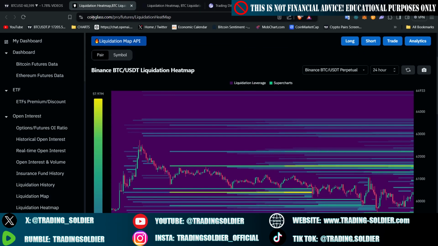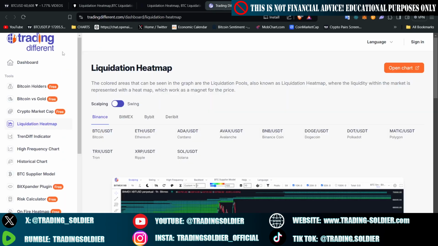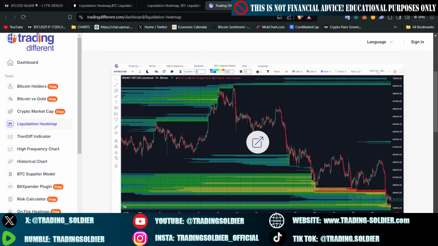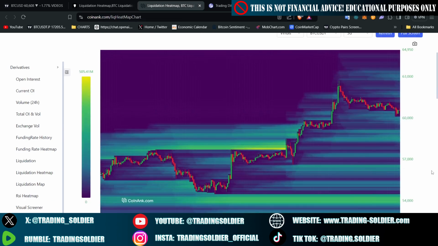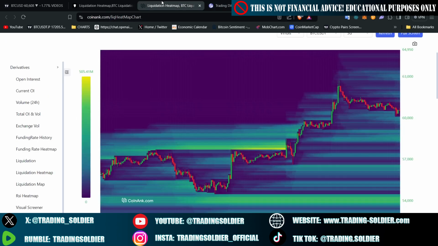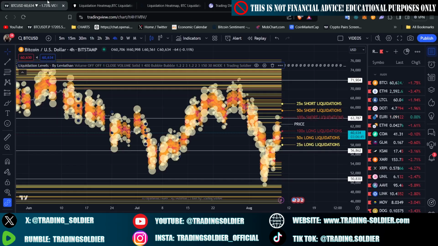But you can use CoinGlass, for example. You can use Coinank. You can use Trading Different. Okay, these are free liquidation heat maps, and as you can see here, you can see the same things on any platform, because if the levels are calculated correctly and by the same procedure, you will see the same levels. Okay, so if I had to choose, I prefer to use price action.